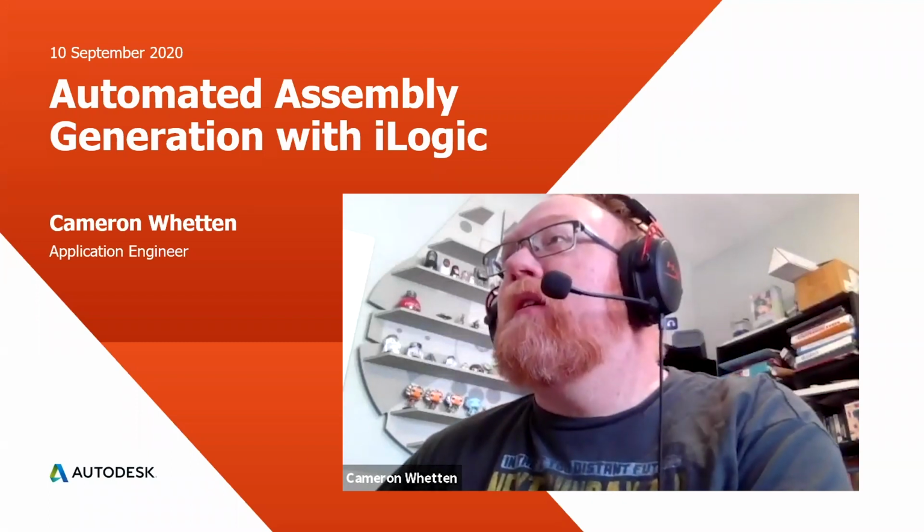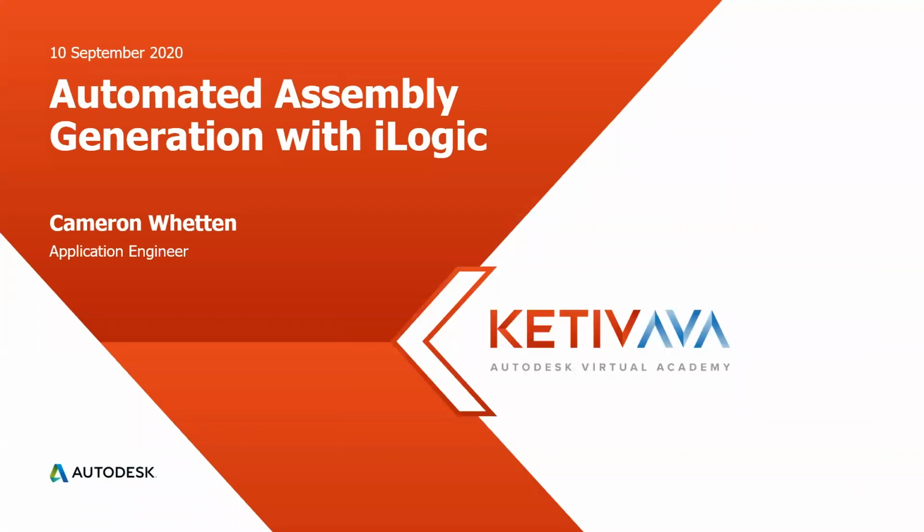So like I said, a common use of iLogic is to configure assemblies, and this is usually done by turning on and off the components that are in the assembly, or by component replacement. But today we're going to look at a different way: using iLogic to generate new assemblies by placing and constraining components on the fly.